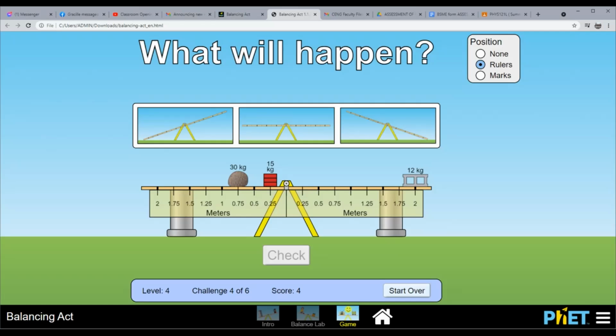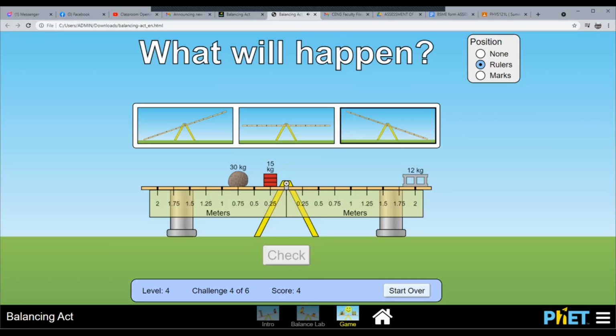Anyone? First, second, or third condition? What is your answer? Third po, ma'am. Third condition. Sige, check natin.